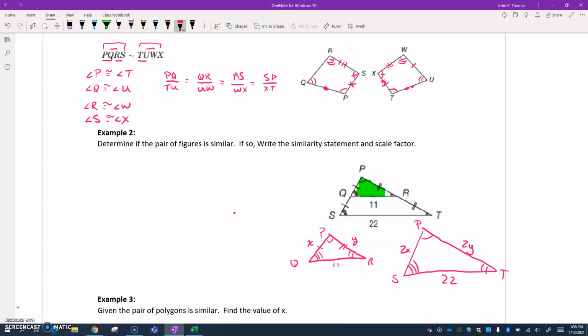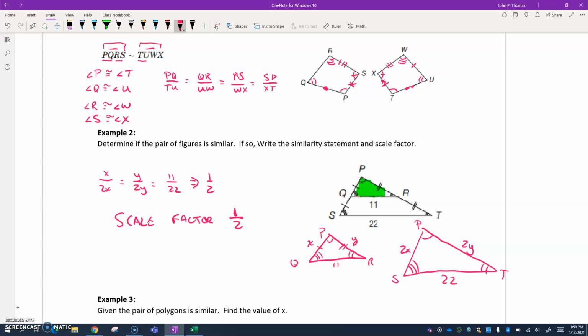So if I look at the ratio of corresponding sides, I've got X over 2X equals Y over 2Y equals 11 over 22. All right, and sure enough, each of these reduces to a half. So we would say the scale factor, all right, from big to small is 1/2.